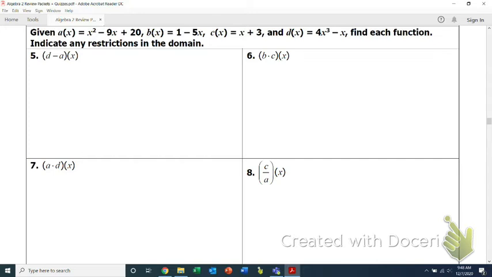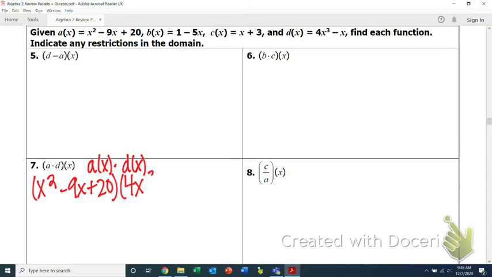All right, number 7, we're multiplying again, except this time we're multiplying A of x and D of x. So A of x is x squared minus 9x plus 20. And D of x is 4x cubed minus x. Now, some of you may be thinking, oh, Miss Eller, we've only done a 2 by 2 box. Well, look, the only thing you do, okay?